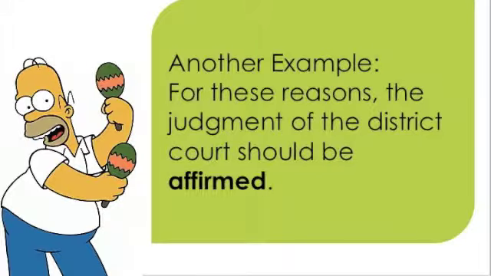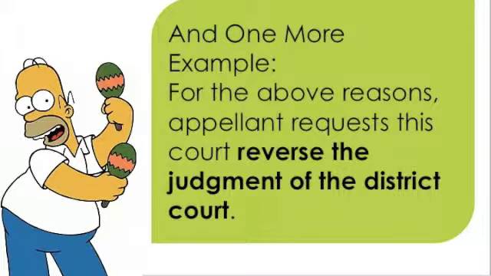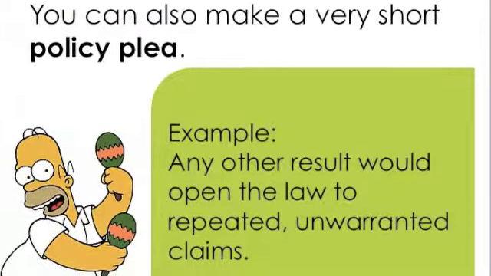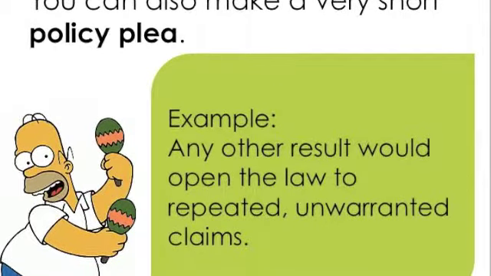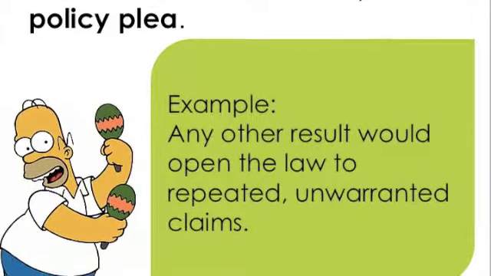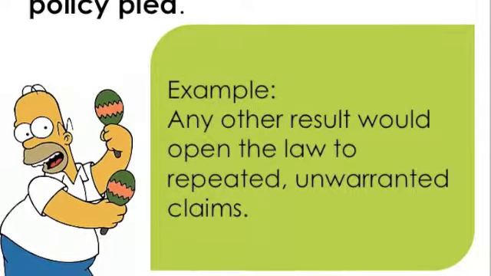For these reasons, the judgment of the district court should be affirmed. For the above reasons, appellant requests this court reverse the judgment of the district court. You can also use the conclusion to make a very short policy plea. For example, any other result would open the law to repeated, unwarranted claims.